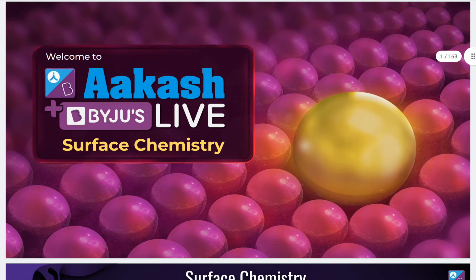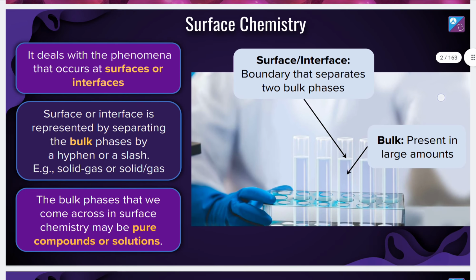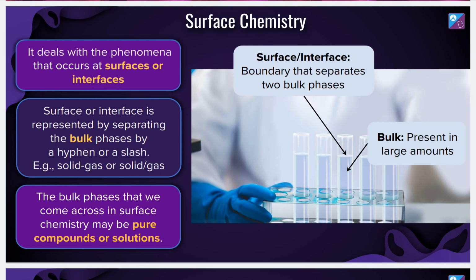Okay, let's start surface chemistry. Surface chemistry deals with the phenomena that occur at a surface or interface. An interface or surface is the boundary that separates two bulk phases present in large amounts.